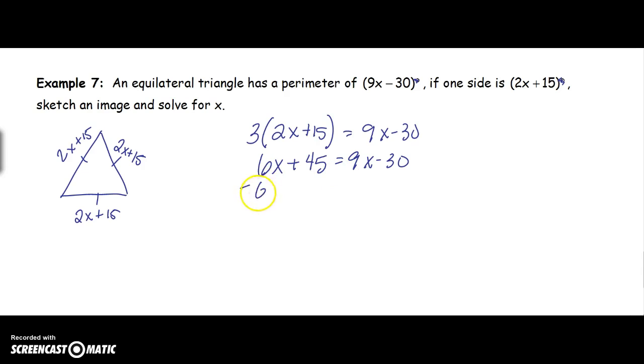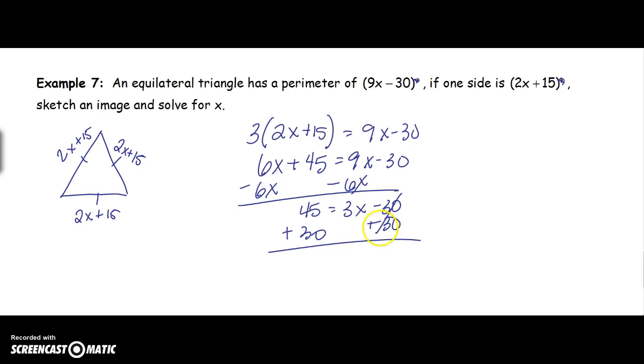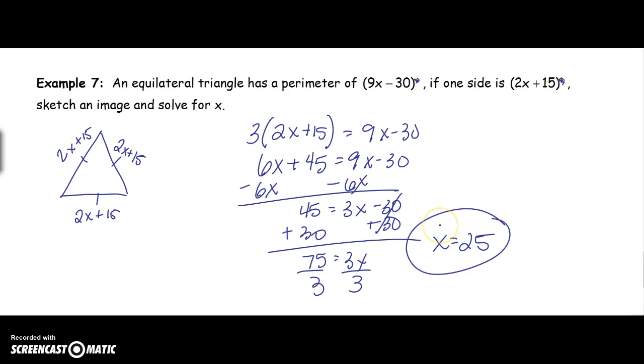So you would subtract 6x and get 45 is equal to 3x minus 30. Add 30. So you have 75 is equal to 3x. And when you divide that, x is 25. I did not ask for all the side lengths, which you could do. You could give that to me pretty simply. And that's it. You sketched an image and solved for x.